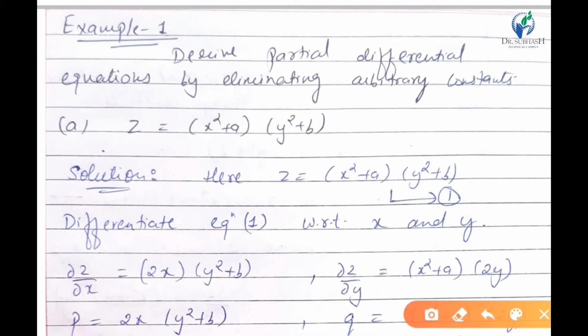The question is, derive partial differential equation by eliminating arbitrary constant. Our first one is z equal to x square plus a into y square plus b. What we have to do here is, we have to remove the arbitrary constants a and b. Here we are given z equal to x square plus a, y square plus b. This is equation 1. Now we differentiate this equation with respect to x and with respect to y.